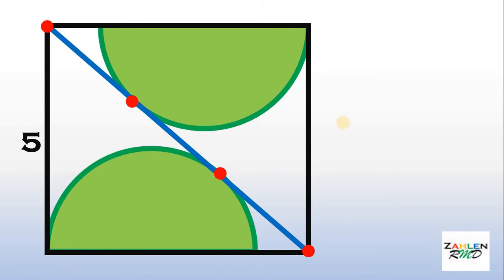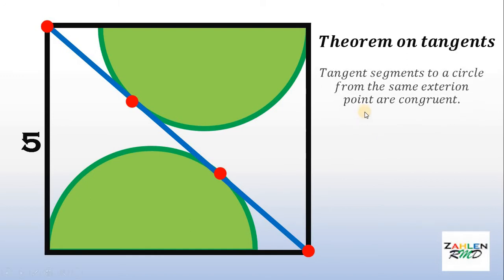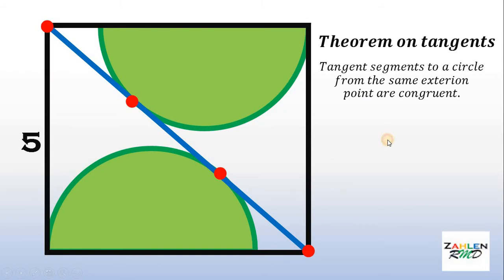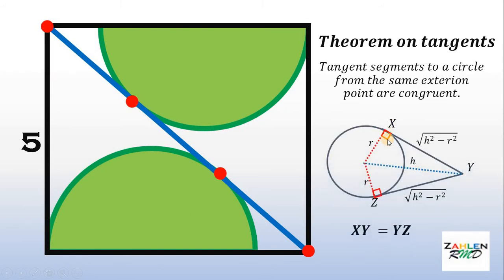To answer this problem, we will use the theorem on tangents. One theorem on tangents states that tangent segments to a circle from the same exterior point are congruent. Now on this specific figure, we can say that the segment XY must be equal to the tangent segment YZ.